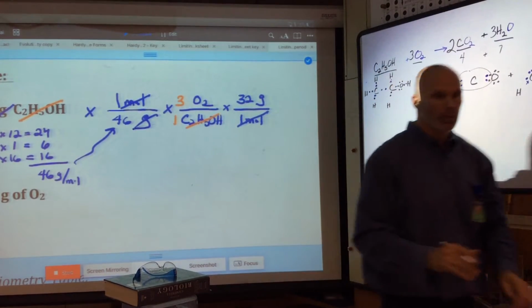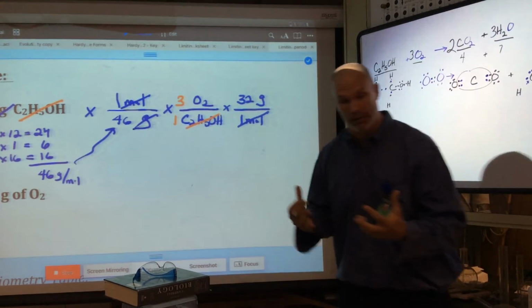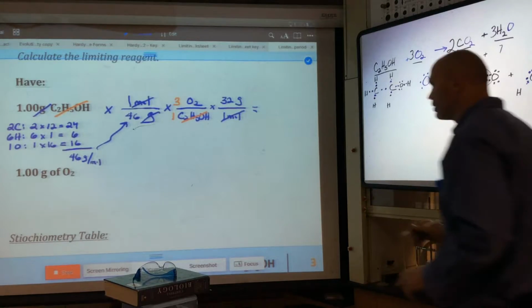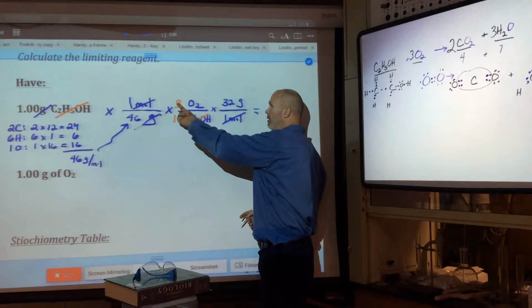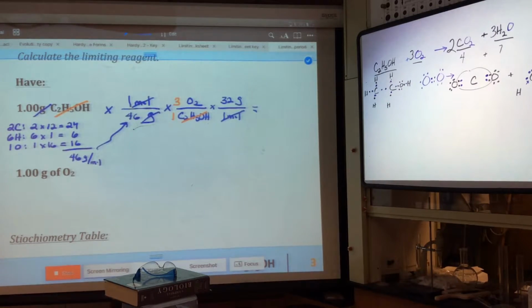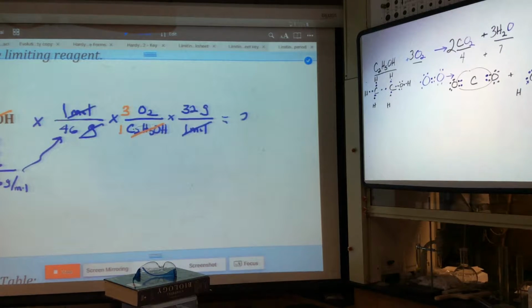Pretty simple, okay? The math isn't that difficult. What it means is everything, okay? So do the math. How do I attack this? 1 divided by 46 times 3 times 32. And when you put that in your calculator, just make sure I get the right answer too, I get approximately 2.09 grams of O2.